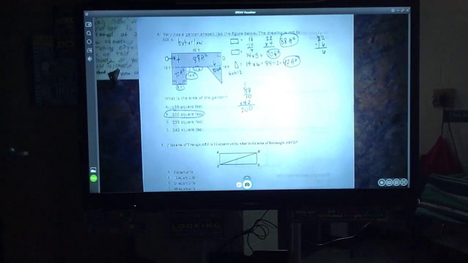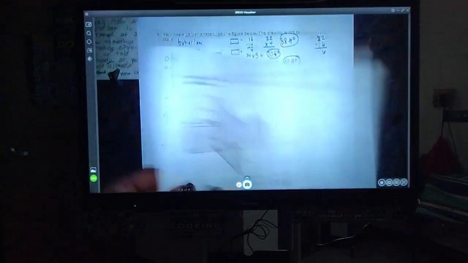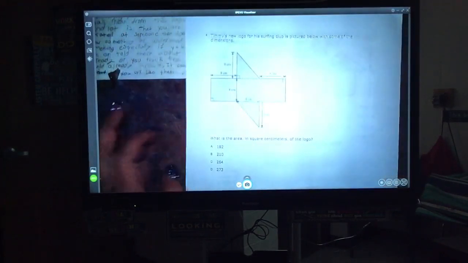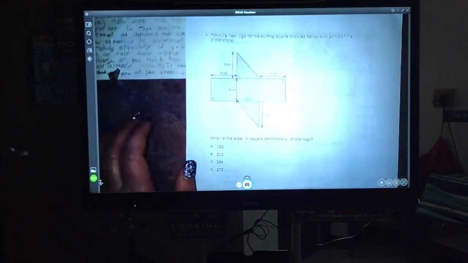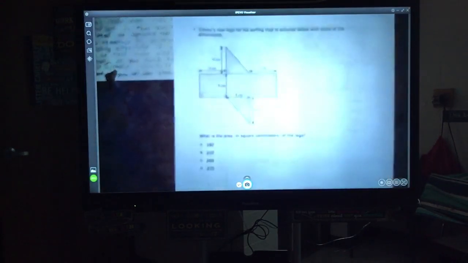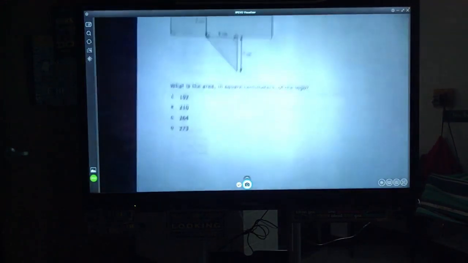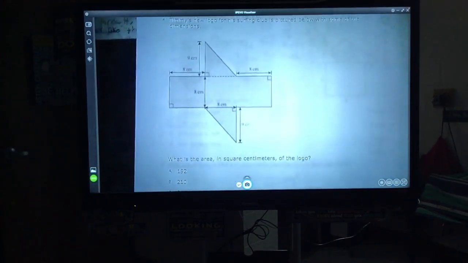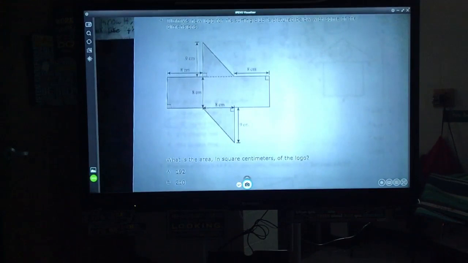All right, Delilah? Question 4. Number 4. This one says, Timmy's new logo for his surf club is pictured below with some of the dimensions. And I'm going to zoom in a little bit so you guys can see it better. What is the area in square centimeters of the logo?